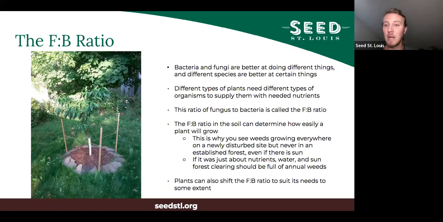Bacteria and fungi are better at doing different things, and different species are better at certain things. Different types of plants need different types of organisms to supply them with the nutrients that they need. This ratio of fungus to bacteria is called the FB, or the fungal to bacterial ratio, and depending on what your soil's fungal to bacterial ratio is, it can determine how easily a plant will grow.